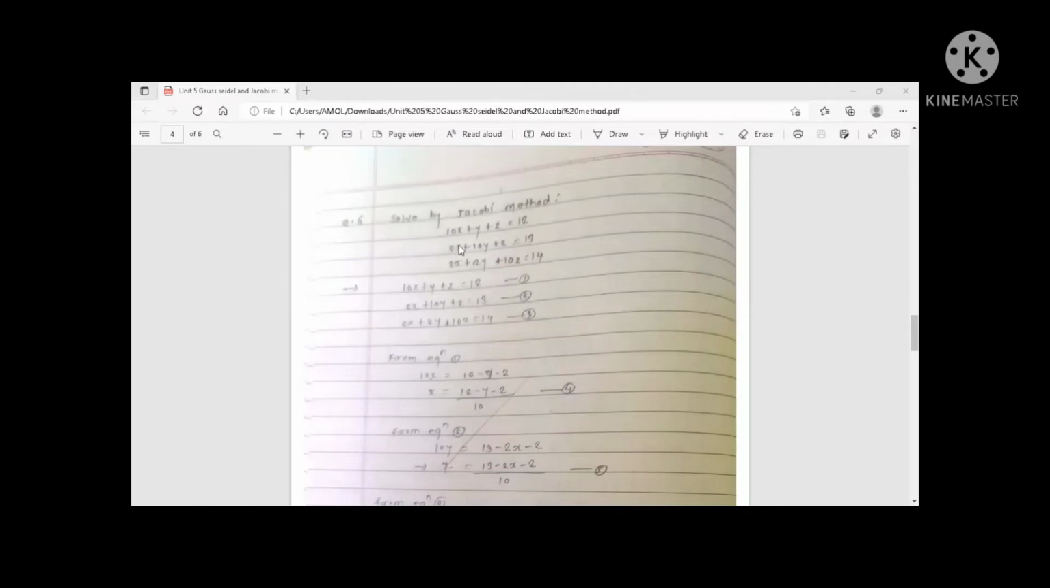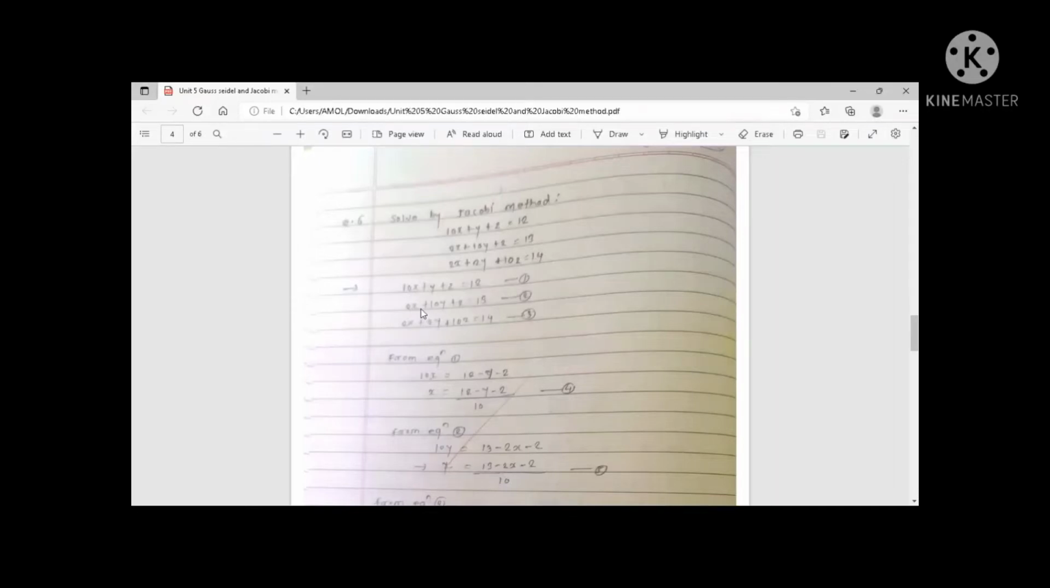See the example: 10x plus y plus z is equal to 12, 2x plus 10y plus z is equal to 13, 2x plus 2y plus 10z is equal to 14. Okay, this is the system of linear equations. Now you find the values of x, y, z from these three equations one by one. Now how to find the values of x, y, z here?